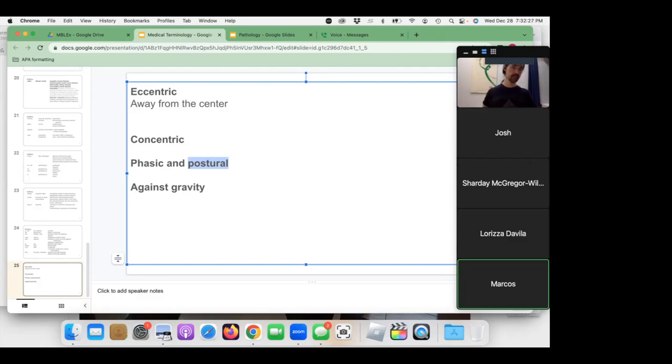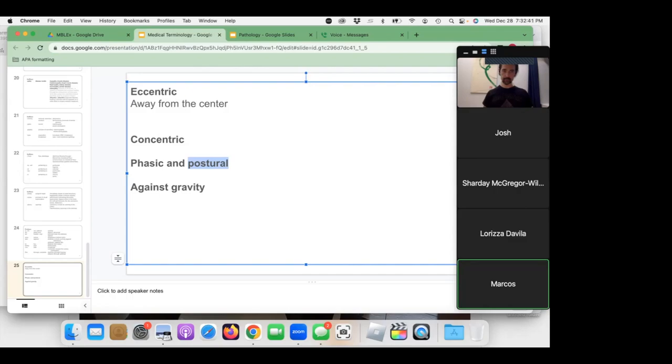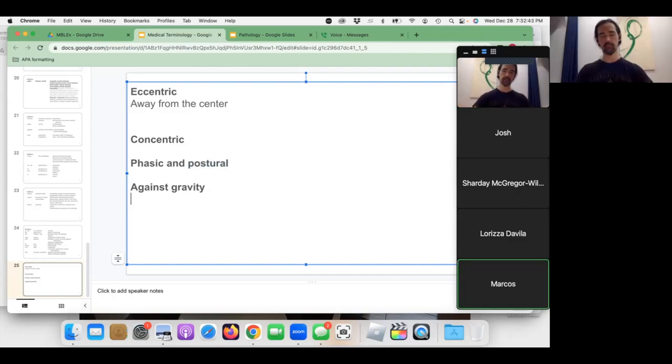So the phasic portion, the middle and lower trap, can you see that they don't move objects against gravity? Yeah. Okay. And which one do you think, if it becomes dysfunctional, tends to become short and spasmed? The upper trap or the middle and lower trap? Which one becomes more short and spasmed if it becomes dysfunctional?